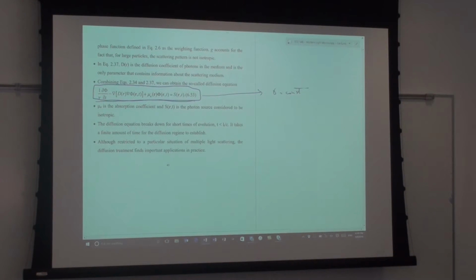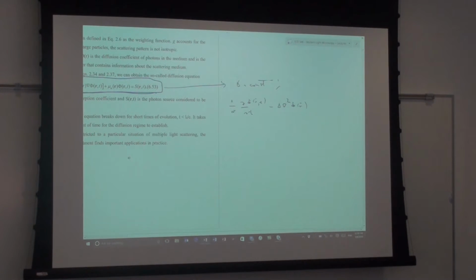And let's write this down. So what do you have? 1 over v, this is velocity, dφ/dt, this is r and t, right? Minus, so if D is constant, I can pull it outside, D, this becomes a Laplacian of φ. Let's say no absorption. How about that? Equals the source. Or I can write it like this: Laplacian of φ(r, t) minus constant D dφ/dt equals the source.